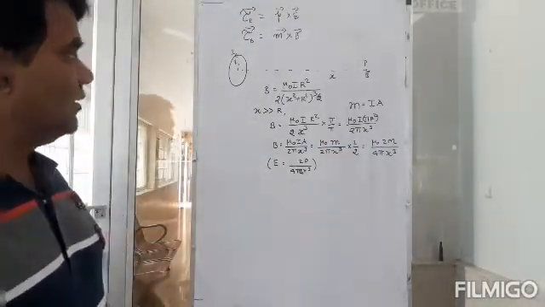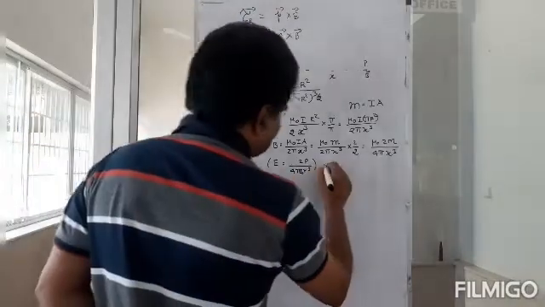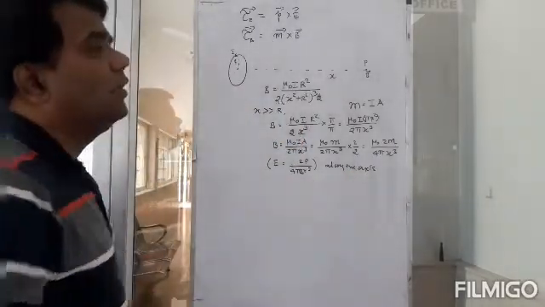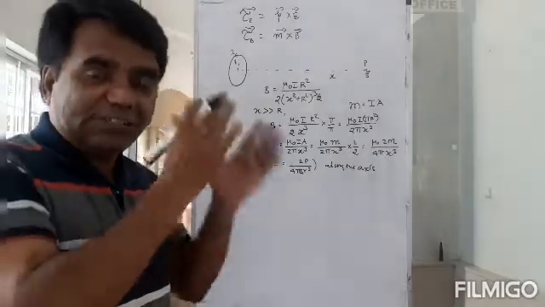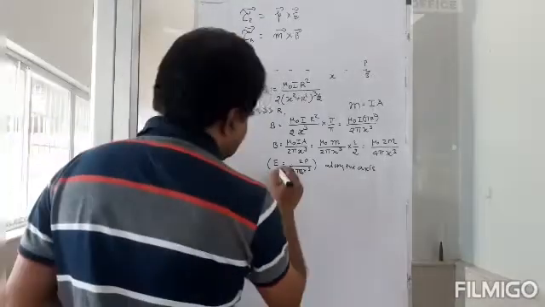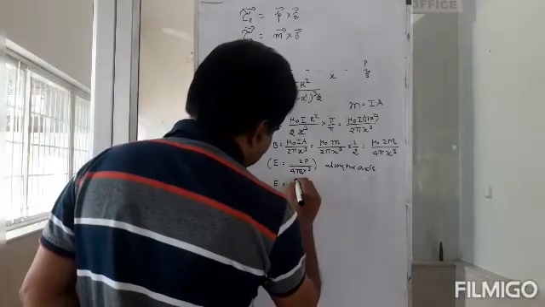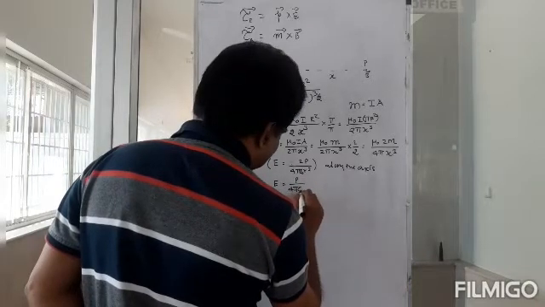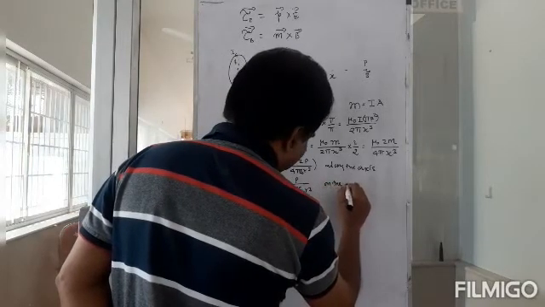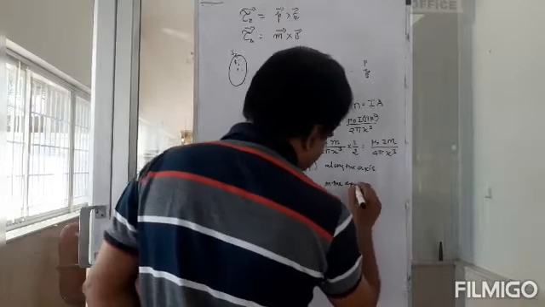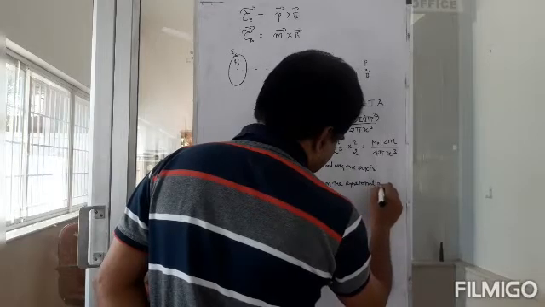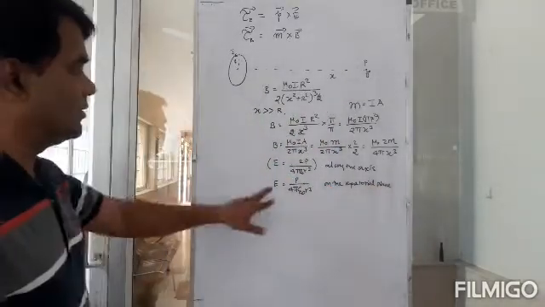So likewise, we found this along the axis. Along the equatorial plane, at a point on the equatorial plane, we found E was equal to p by 4 pi epsilon naught r cube, right? At a point on the equatorial plane.